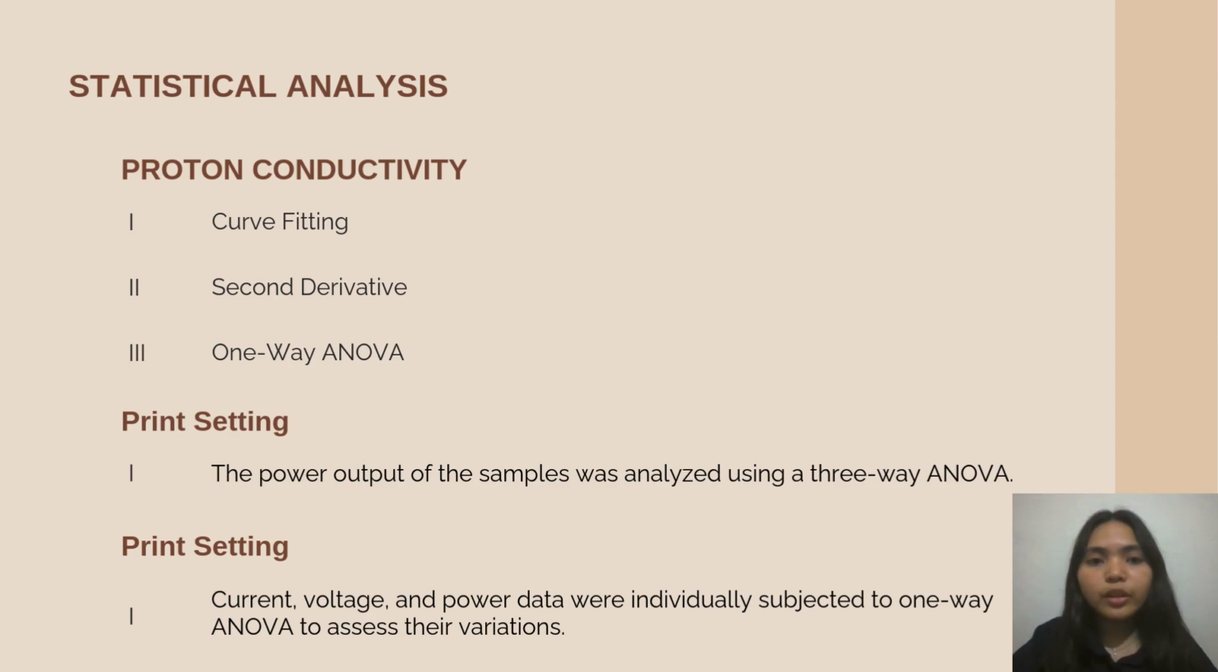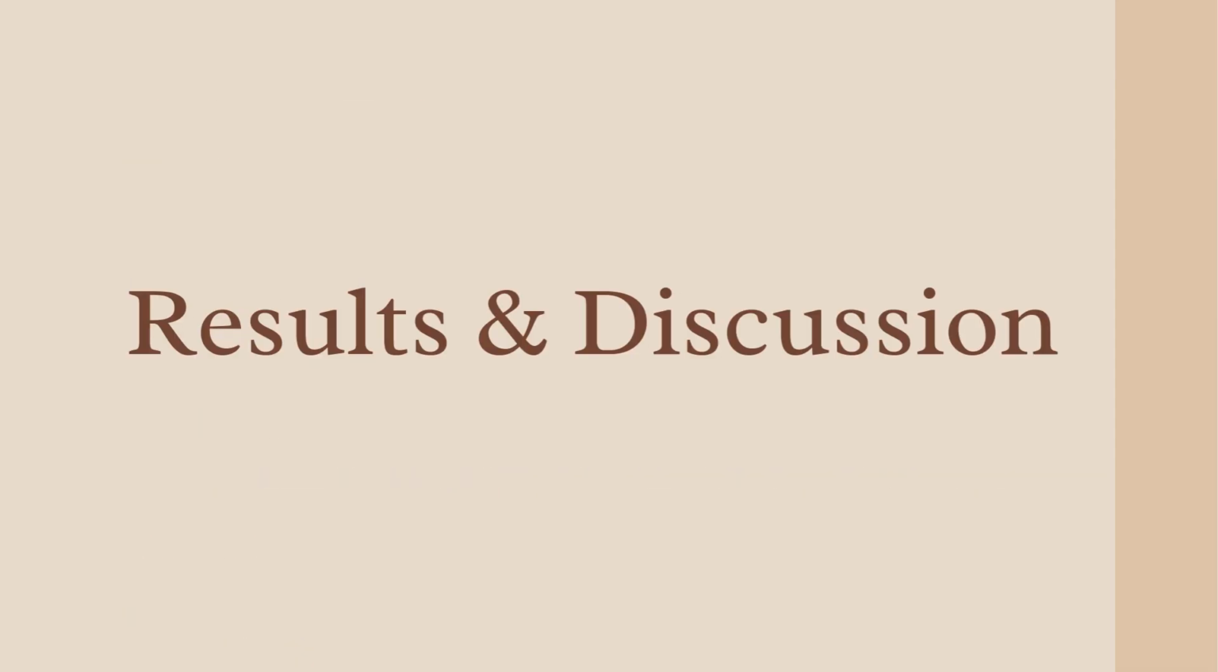To evaluate whether the two varied print settings of each parameter showed significant differences, the power output of the samples was analyzed using a three-way ANOVA. Additionally, current, voltage, and power data were individually subjected to a one-way ANOVA to assess their variations.